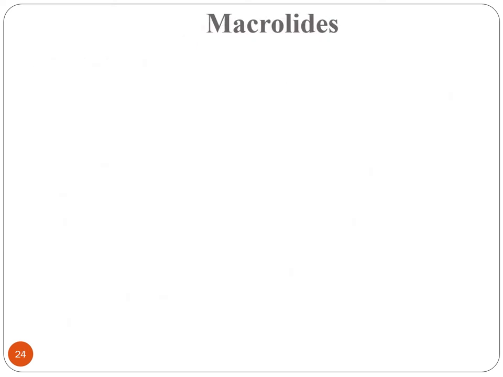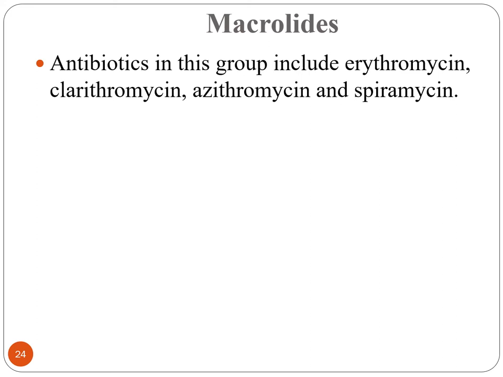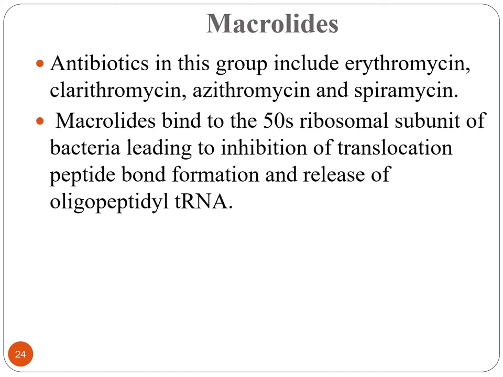We have the macrolides. As we know, macrolides are protein synthesis inhibitors. Antibiotics of this group include erythromycin, clarithromycin, azithromycin, and spiramycin. Macrolides bind to the 50S ribosomal subunit of the bacteria, leading to the inhibition of translocation, peptide bond formation, and release of oligopeptidyl tRNA. So they can inhibit bacterial protein synthesis through this mechanism.